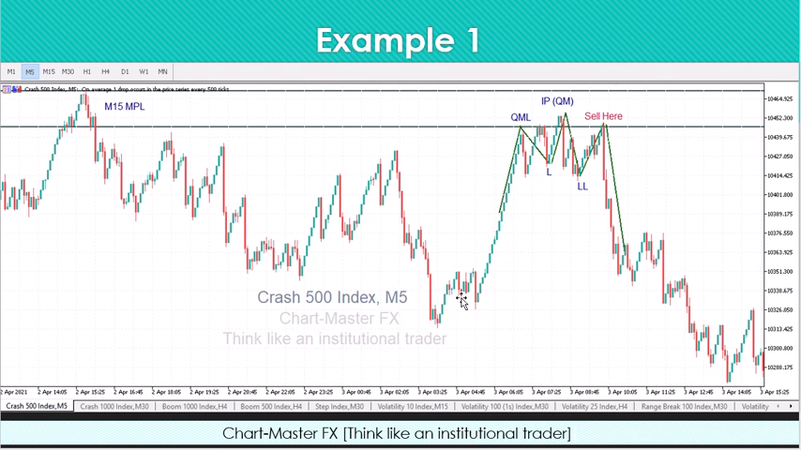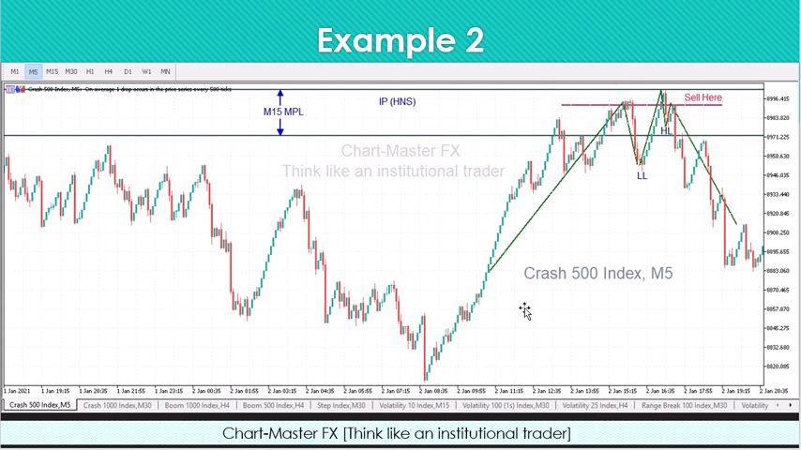So here there was a fresh demand, so we were expecting the price to react here, and when the price came here, it actually reacted. So this was the target profit. This will be your target profit, guys. So this is example number 1. Let's go to example number 2.